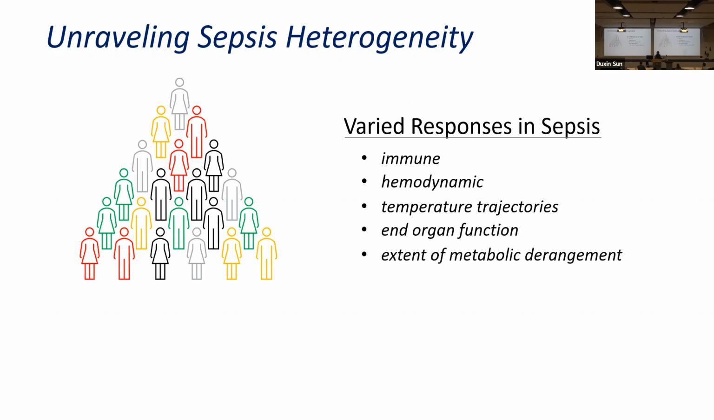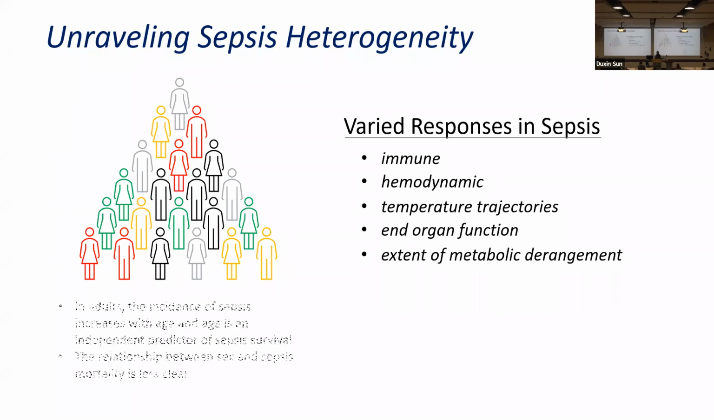The extent of metabolic derangement can be highly varied. And even in adults, we know that the incidence of sepsis increases with age. Age is an independent variable or factor for sepsis survival, but it's not the only predictor for sepsis survival. The relationship with sex is not as clear. There's really mixed evidence whether males or females have differences in mortality.